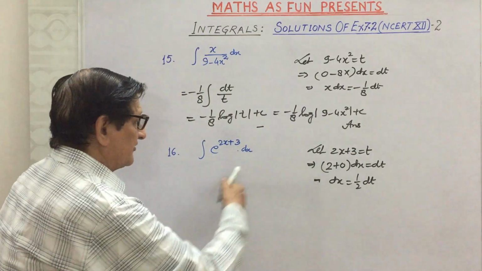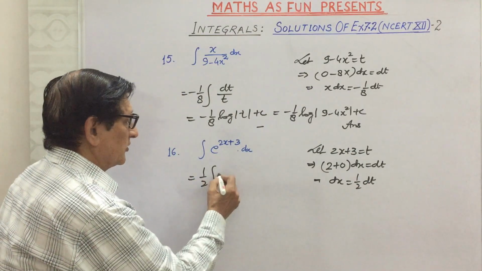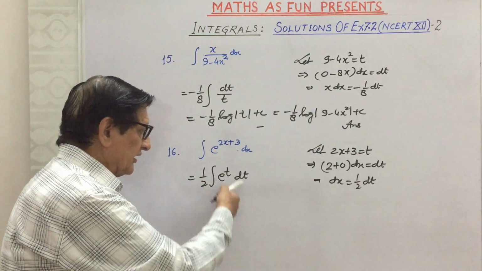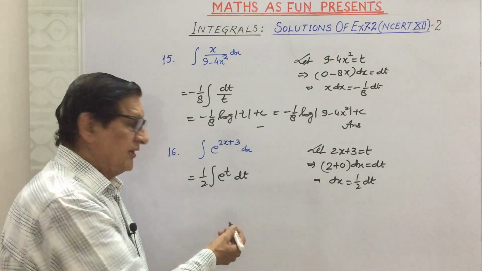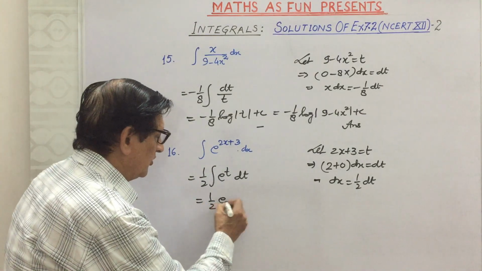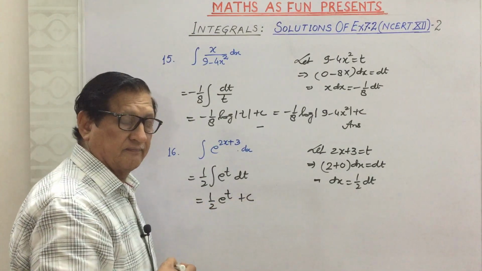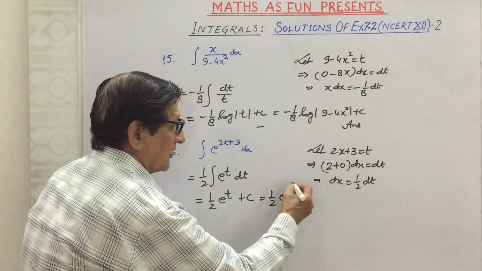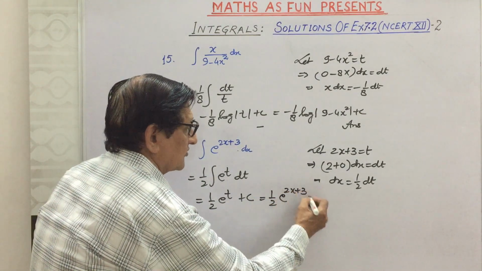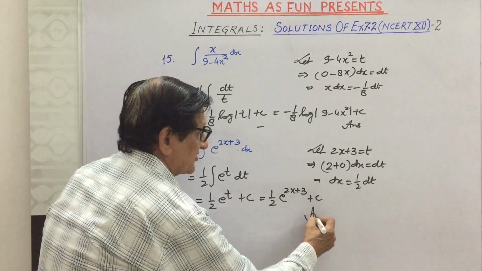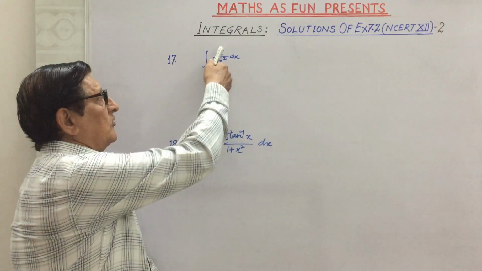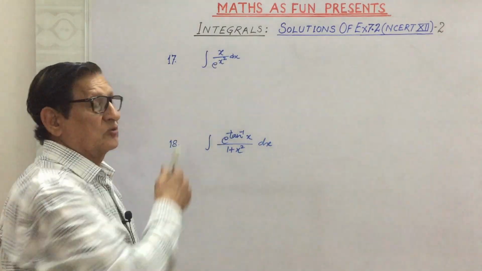If we substitute this value here, we get 1 upon 2 e power t dt. And we know the integral of e power t is e power t only. So this becomes 1 upon 2 e power t plus c. Substituting the value of t, we get 1 upon 2 e power 2x plus 3 plus c, which is the answer to the problem. 17th question here is integral of x upon e power x square dx.